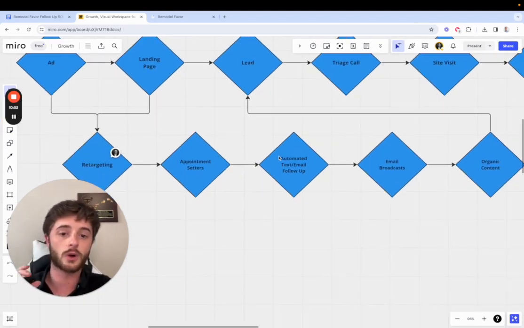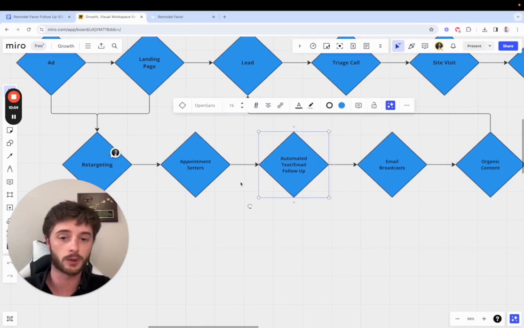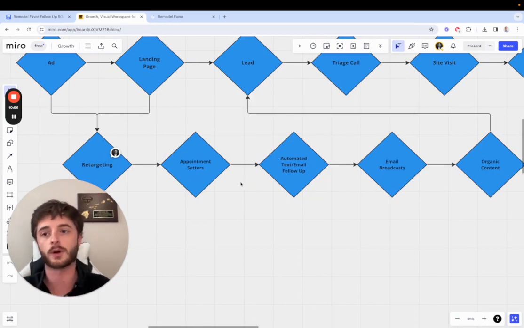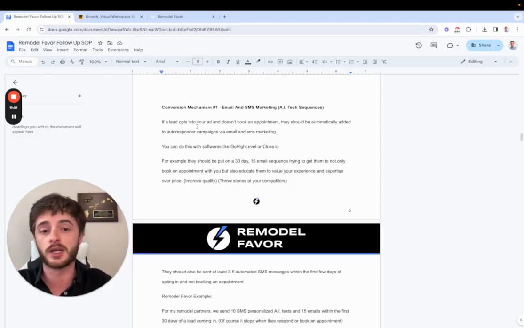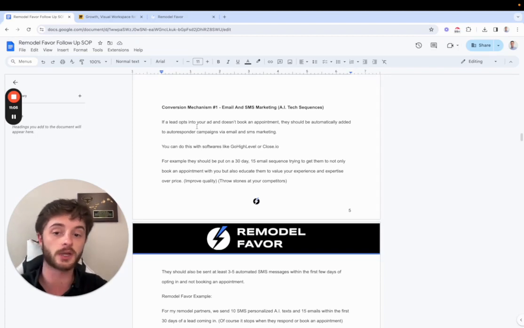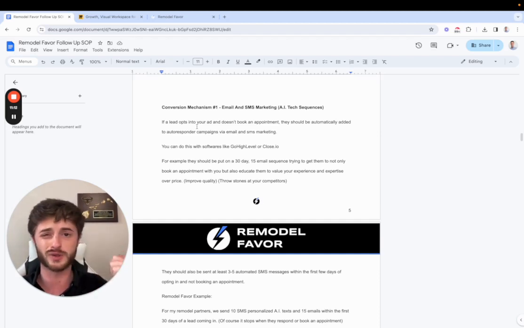Now, there's also automated text and email follow-up. And this is really the bread and butter of your follow-up infrastructure. So if a lead opts into your ad and doesn't book an appointment, they should automatically be added into an autoresponder campaign via email and SMS marketing. And you can do this with software like Go High Level, Close.io. You can also do this with HubSpot, but honestly, Go High Level is going to be your best option.